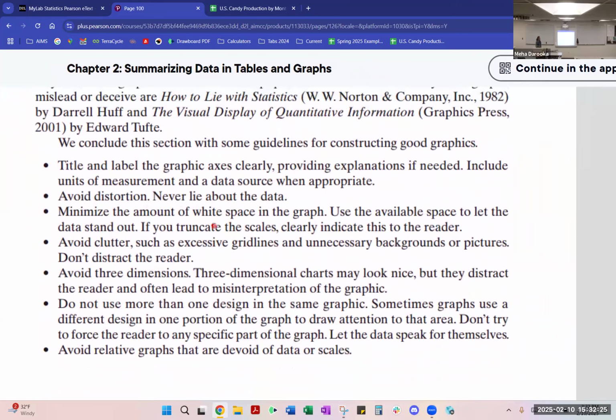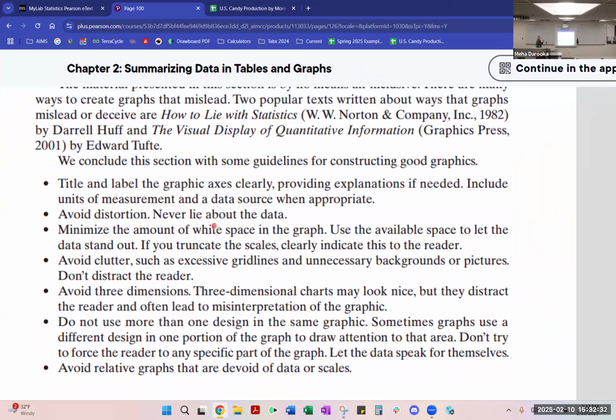So here are some guidelines for constructing good graphics. And that's why last time I was insisting that you make sure you have your title on the graph, make sure you're labeling your axes. If we were looking at more than one quantity, we would do a little, and that word just flew out of my head. It'll come back to me.